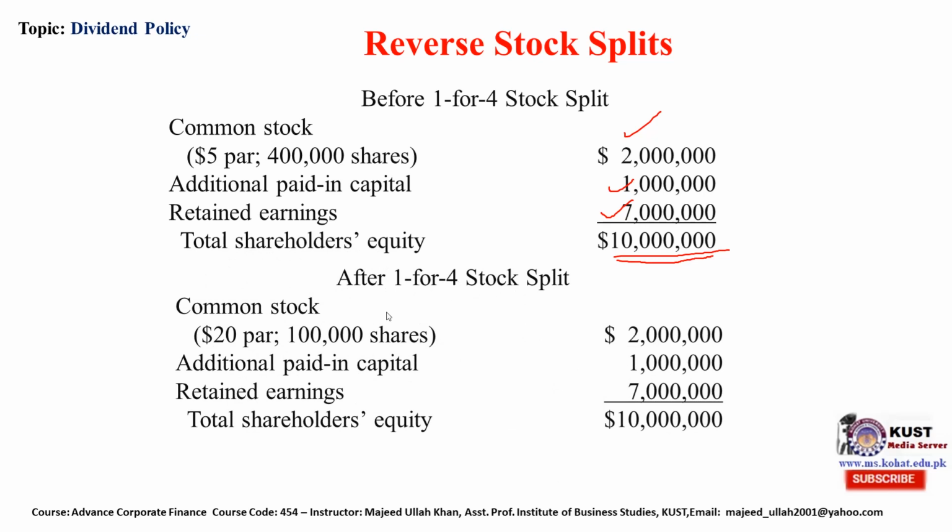After the 1-for-4 reverse stock split, now these 400,000 shares will squeeze to 100,000 shares, and the share price will increase to 20. 20 multiplied by 100,000 is 2 million. Common stock is the same as it was before the reverse split. Additional paid-in capital is again the same, but the number of outstanding shares decreases while the par value increases.